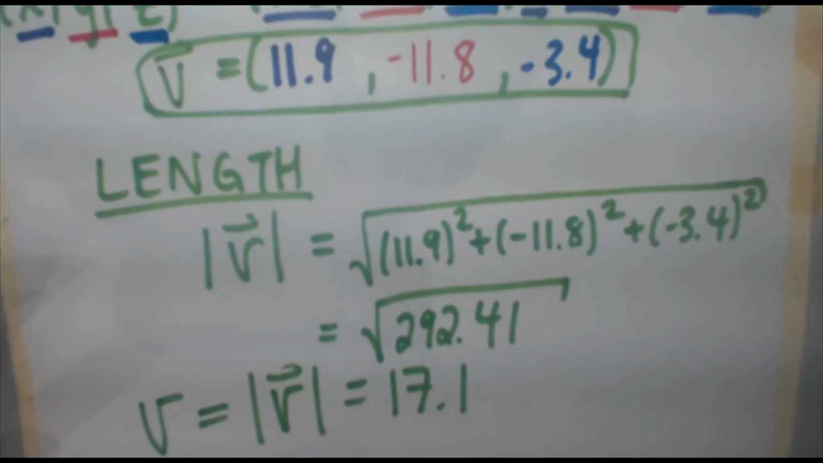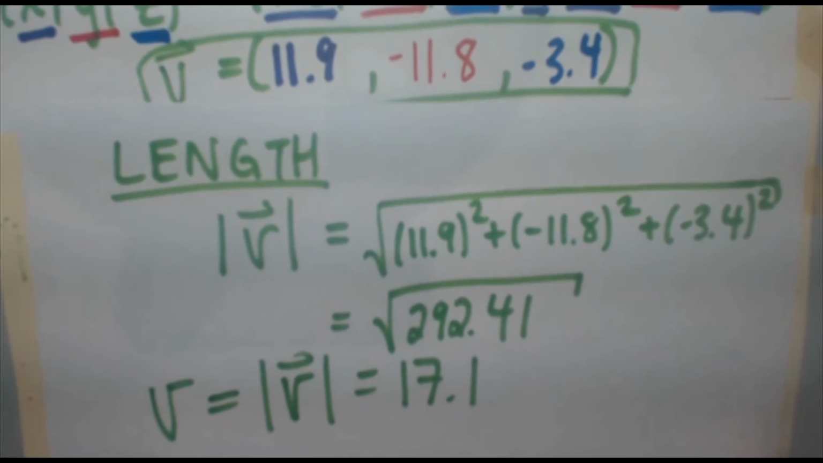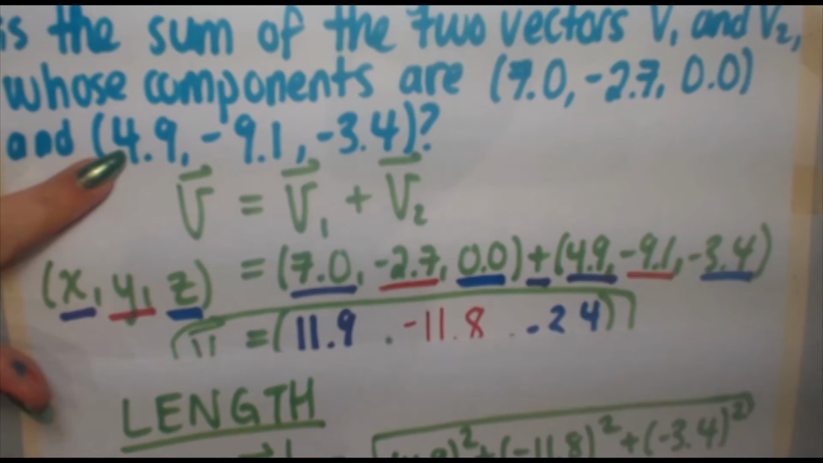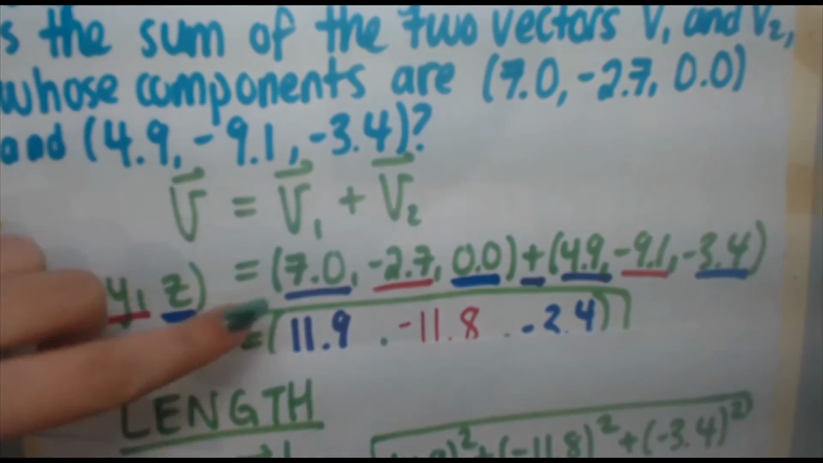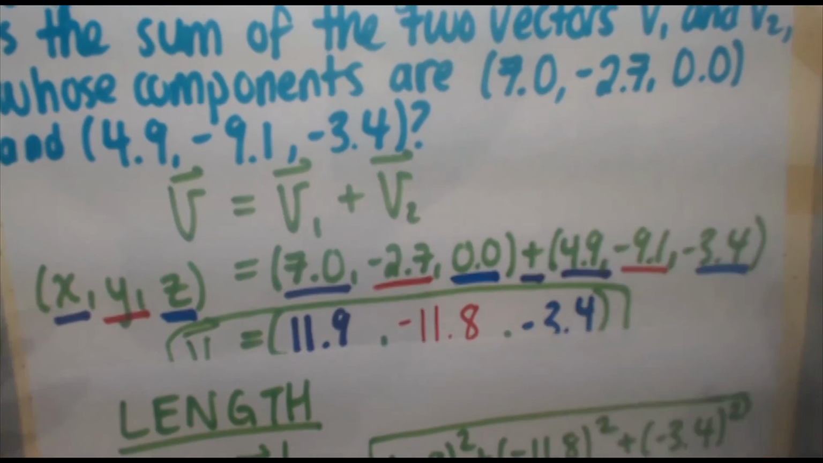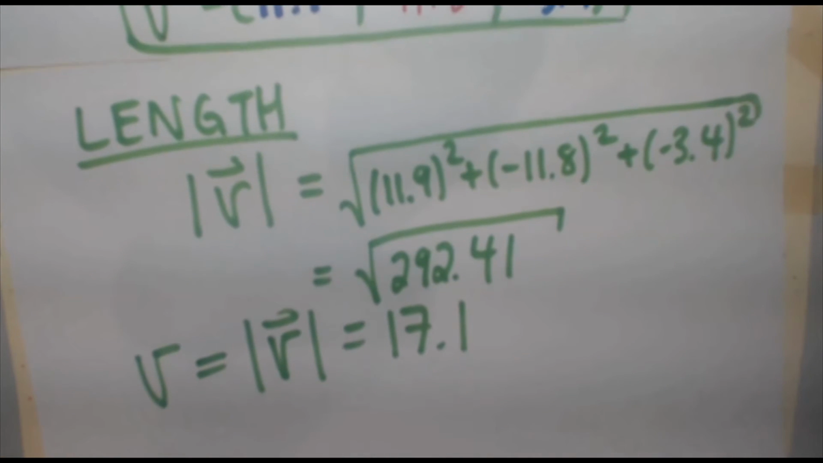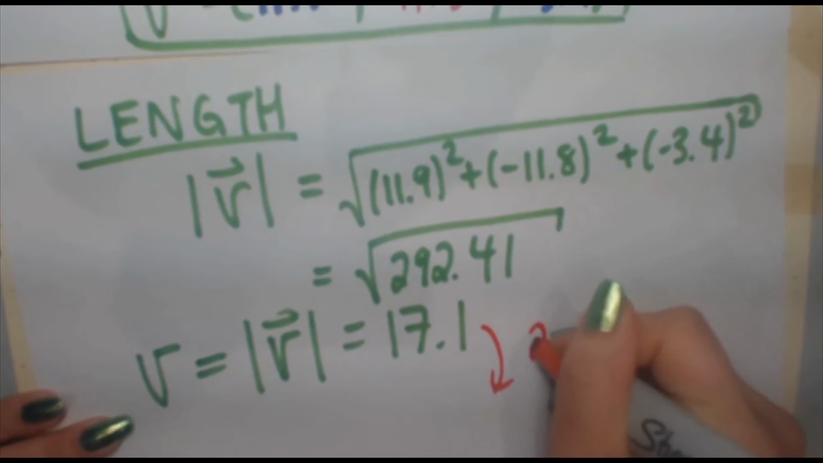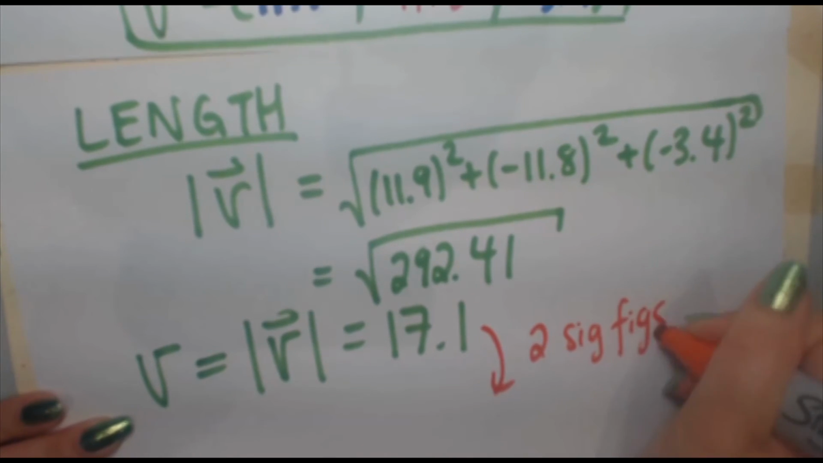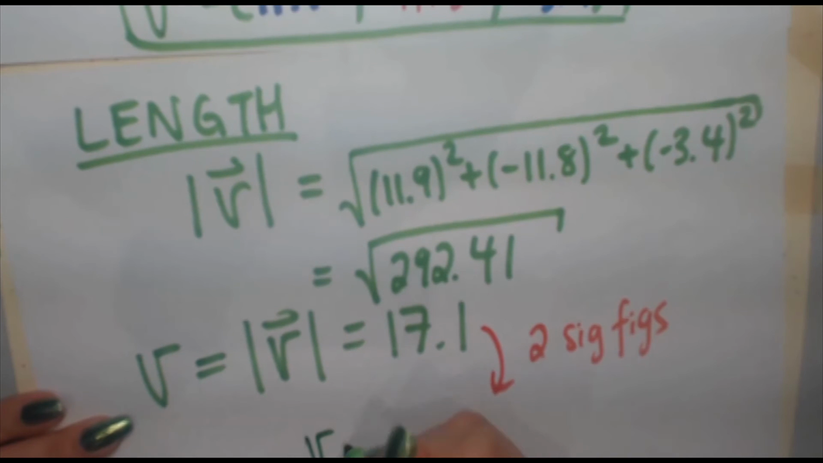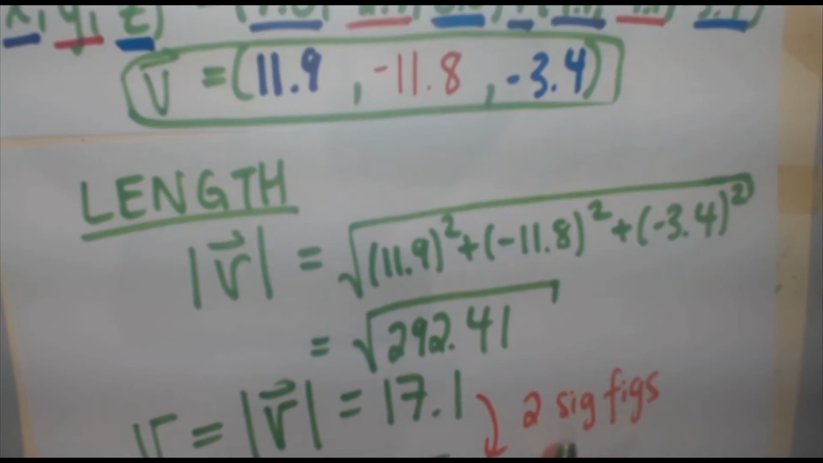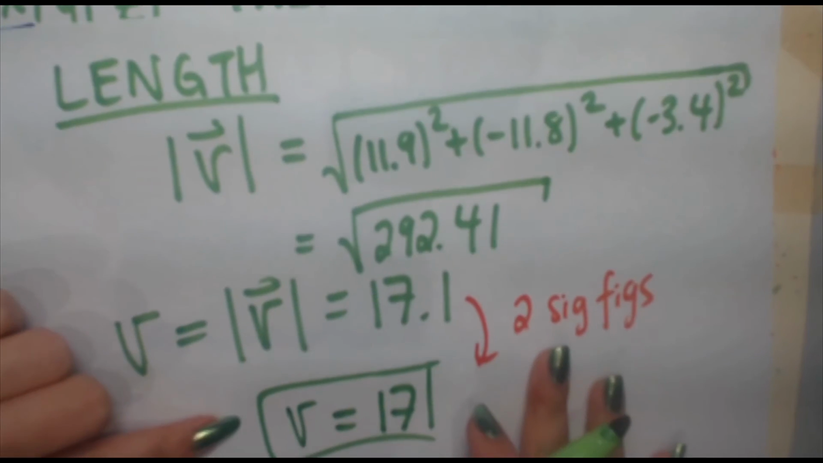Now, as with every other question that we've done up to this point, we have to make sure that we account for sig figs, right? So we've got 4.9, 9.1, 3.4, ignoring the signs, 7.0, negative 2.7, 0.0. So we've got 2 sig figs in all of those quantities. So let's just use 2 sig figs to keep it accurate. If we round this to 2 sig figs, you're going to get that the length of the vector is 17. And there you have it. You've got the components up here, and you've got the length of the vector down here, which is 17.